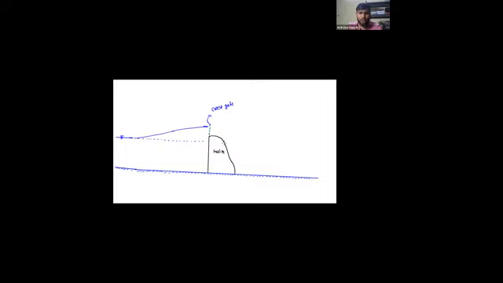See, if there is no obstruction, the flow should be like a dotted line. But due to the obstruction, kinetic energy is converted to potential energy, and the water level changes, and it travels, and finally meets whom? Uniform flow.